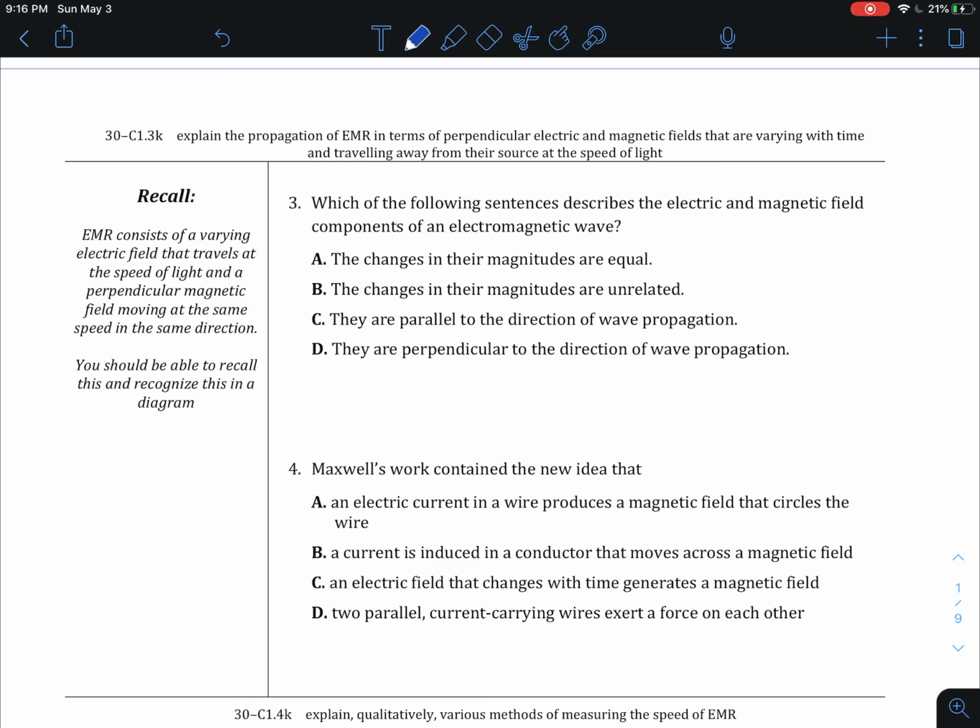All right, number 3 here, it says explain propagation of EMR in terms of perpendicular electric and magnetic fields with varying time as they travel away at the speed of light. If you guys remember, we tried to draw this in class where we had these particles, or the wave maybe had a vertical component. Okay, and then this wave is moving in that direction. And then once again, kind of hard to draw, but I'll see if I can recreate this, a perpendicular field to that.